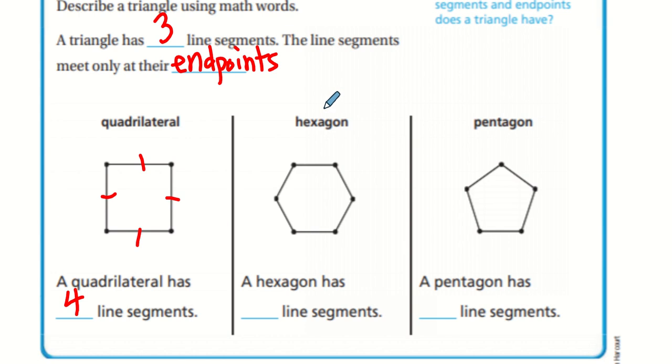The next one is called a hexagon. Hexagons have 6 line segments. You can count 1, 2, 3, 4, 5, 6. They have 6 sides, which means 6 line segments because they all start and stop at an endpoint.